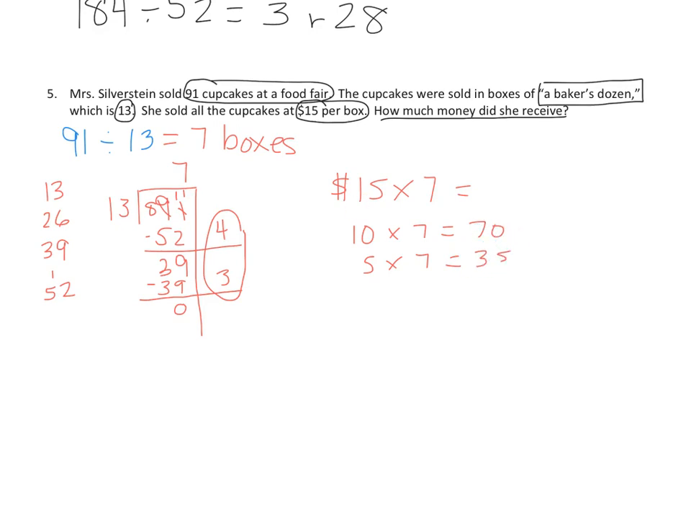If I just add these up together, that will give me the answer for 15 times 7. So I kind of did some mental math. Now I have 70 plus 35. That would give me 105. So she made $105. So let's answer that as a statement. Let's go ahead and put Mrs. Silverstein received, because that's the word they use in the question, received $105.